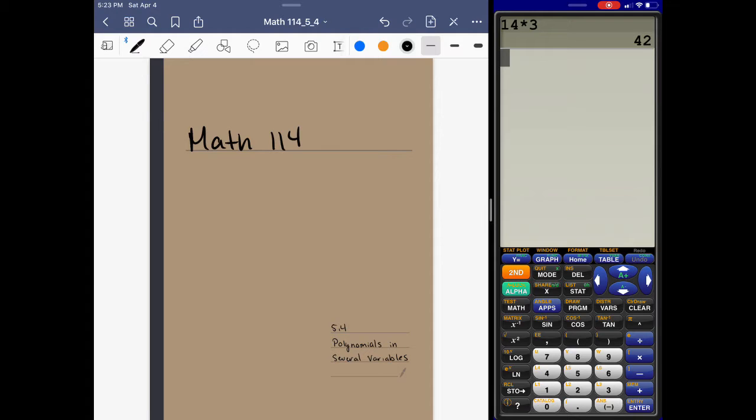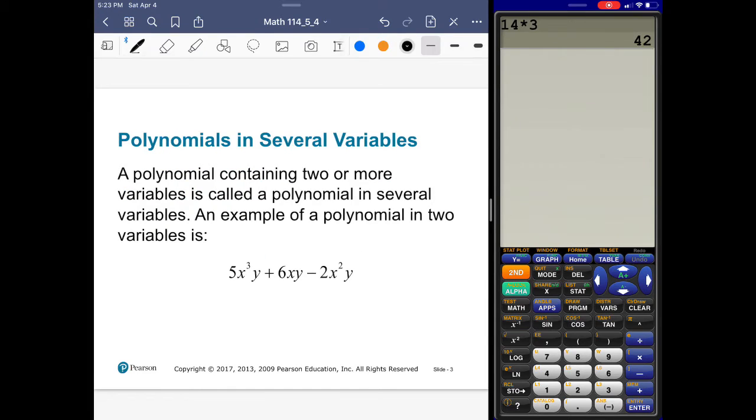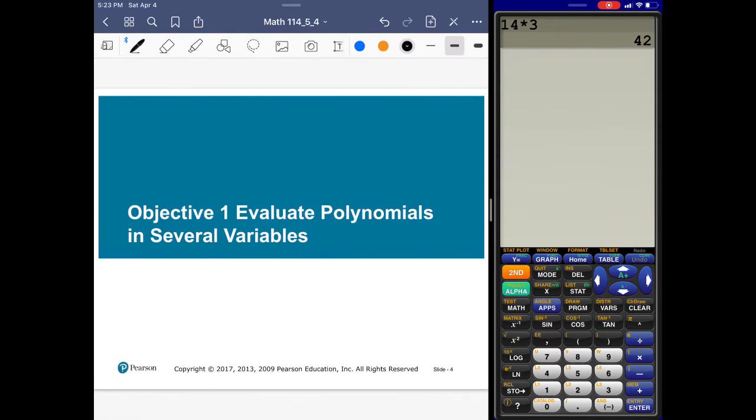So this is Math 114, 5.4, polynomials in several variables. A polynomial containing two or more variables is also called a polynomial in several variables. An example is this one. Why is it known like that? Because we have several variables or sets of variables, which is x and y.